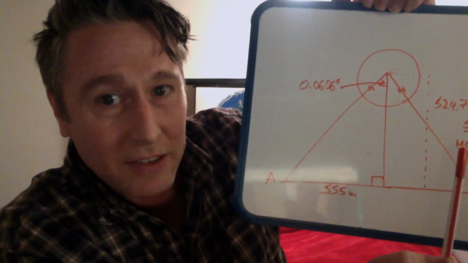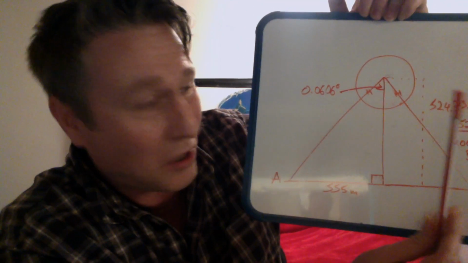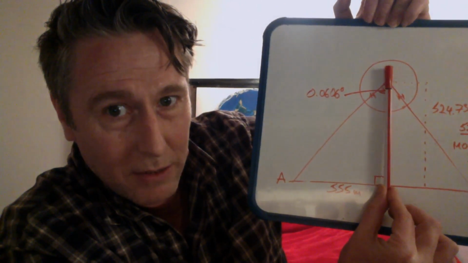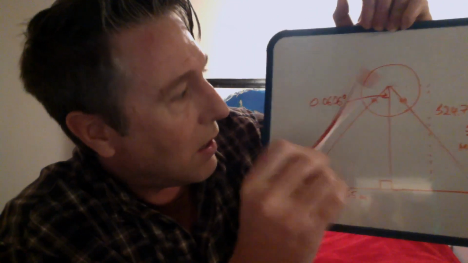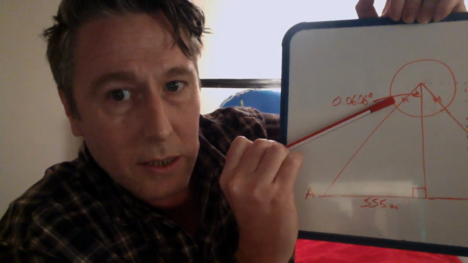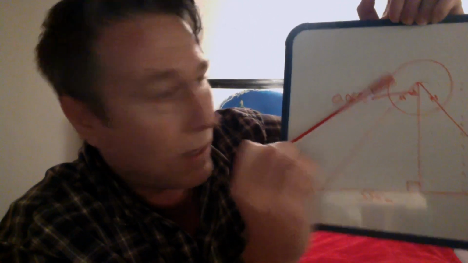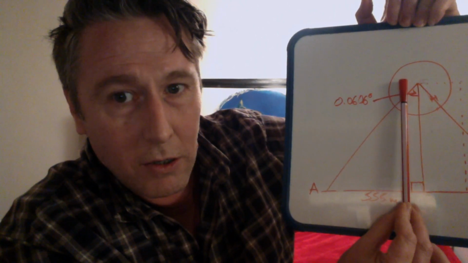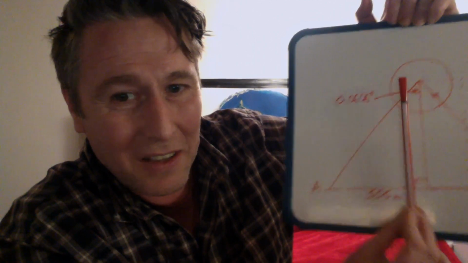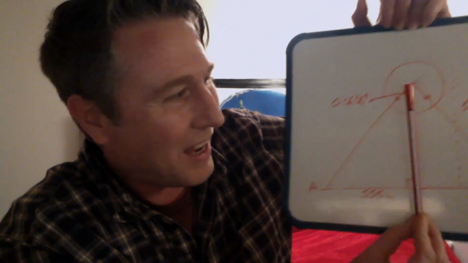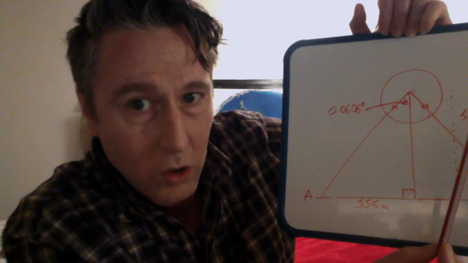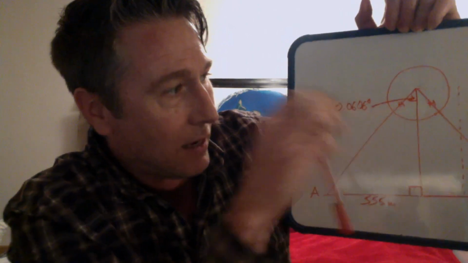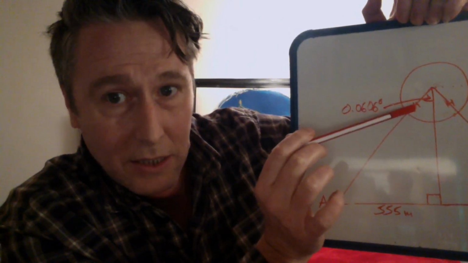0.06 is the degree, watch, between the right angle and the ISS. You see, the right angle is not here, watch. That's not what they're doing. That wouldn't be 555 meters, see? The angle is between this line and this line where the ISS is.